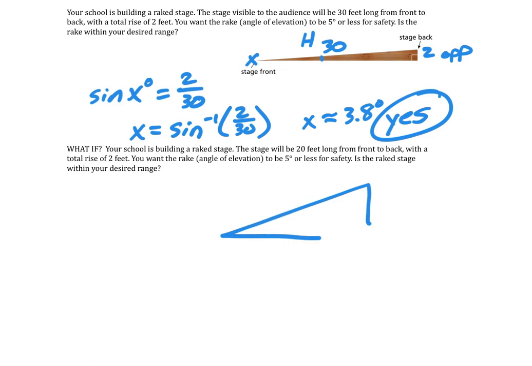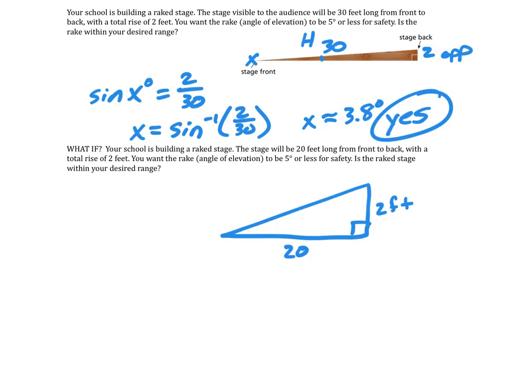Okay. The second one, the only thing I would say about this second one, you have to be careful of the wording. This time, the 20 is going to be down here. It's 20 feet from front to back, not the part that's visible. Up here it said the part that's visible is 20 feet. This time, it's just 20 feet from front to back, and it has a rise of 2 feet. Okay, so a little bit different picture. We put the 20 in a little bit different spot.